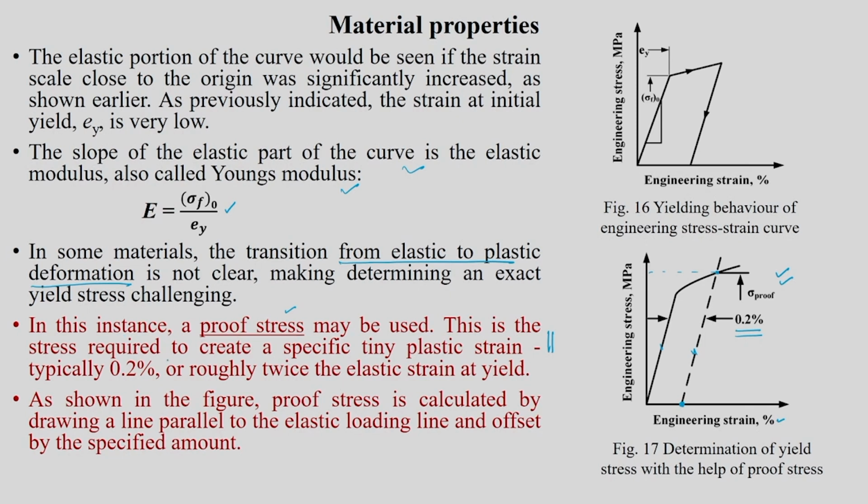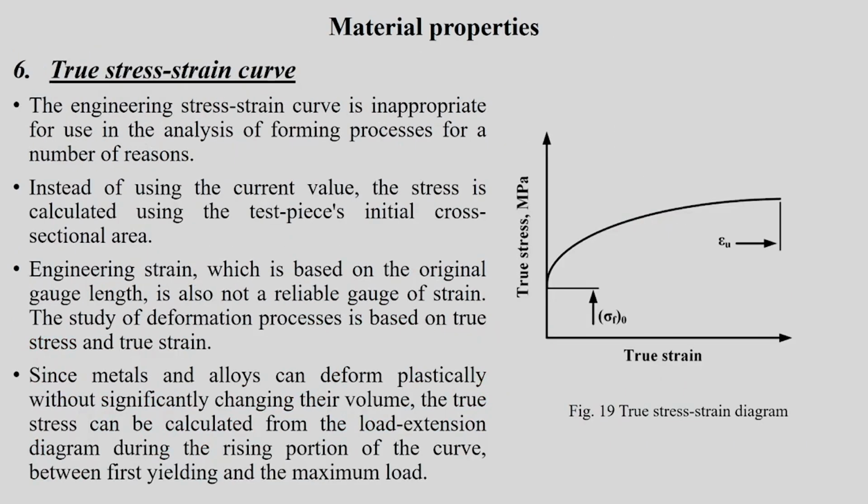In this kind of instances where the transition is going to be smooth, you can use proof stress. This is the stress required to create a specific tiny plastic strain, typically 0.2% or roughly twice that of elastic strain at yield. This is elastic strain at yield, no? So, maybe twice that, that is what is referred, but otherwise generally the standard says that you pick up 0.2% strain, and then you go and hit the stress strain curve, the corresponding one is nothing but yield strength. As shown in the figure, proof stress is calculated by drawing a line parallel to the elastic loading line offset by a specified amount, this much amount you are doing. So, this is nothing but your yield stress evaluation.